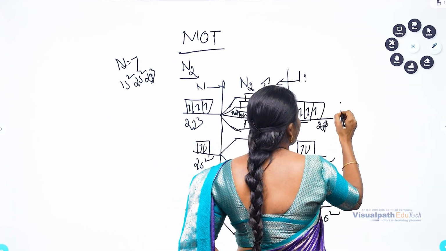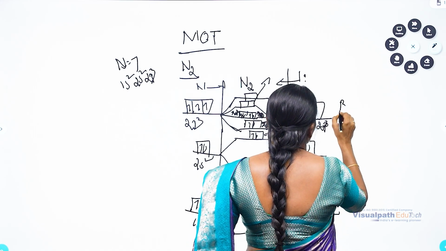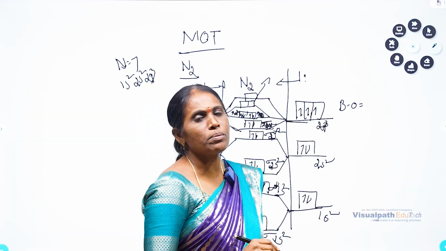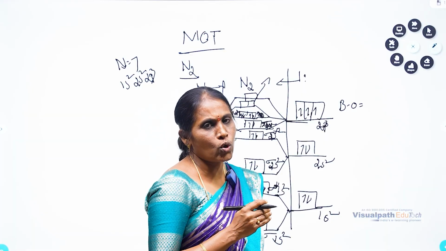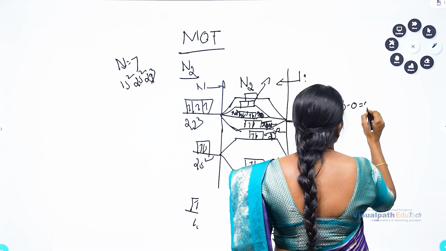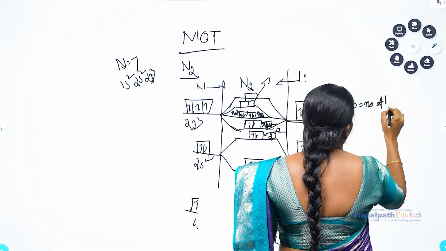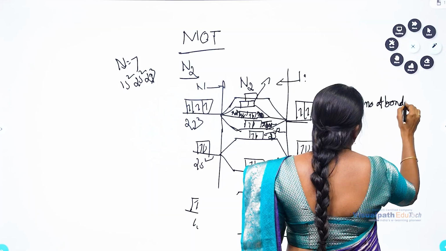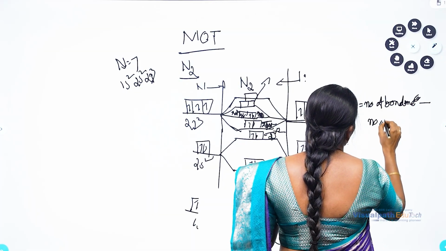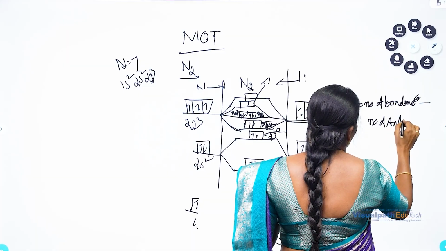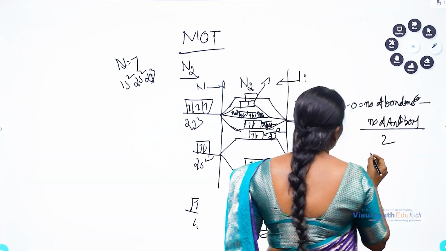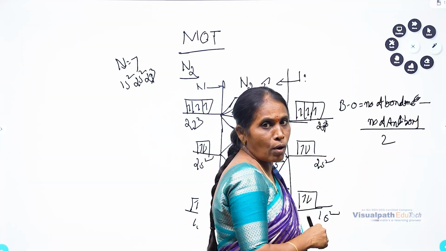So, how to calculate the bond order? What is the definition of the bond order? Bond order means the number of bonds present in that molecule. The formula is: the number of bonding electrons minus the number of anti-bonding electrons, divided by 2. That is the formula of the bond order.